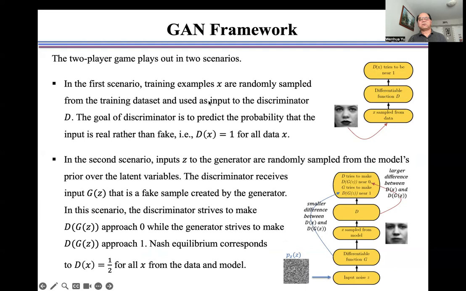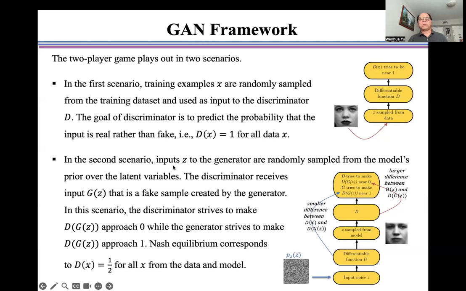In the first scenario, training examples X are randomly sampled from a training dataset and used as input to the discriminator. The goal of the discriminator is to predict the probability that the input is real rather than fake, namely D(x) = 1 for all data X.